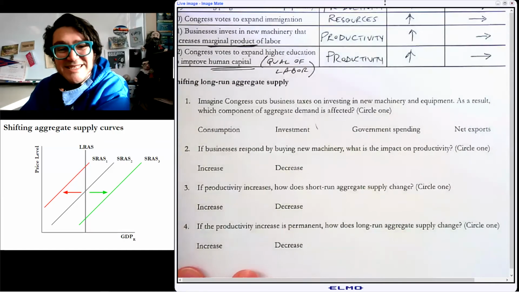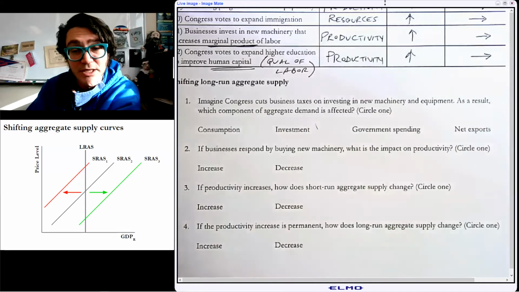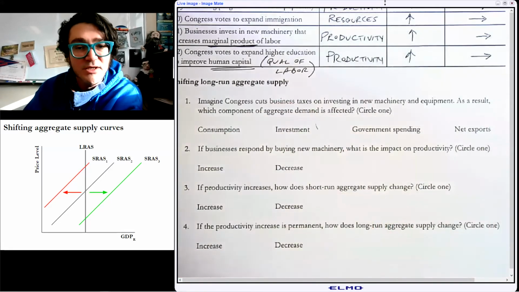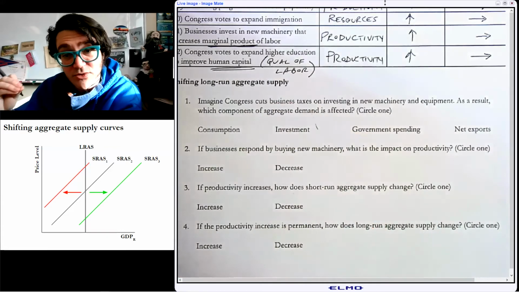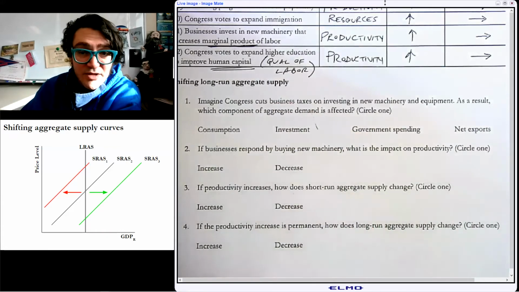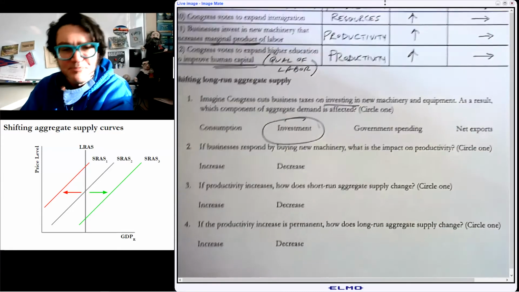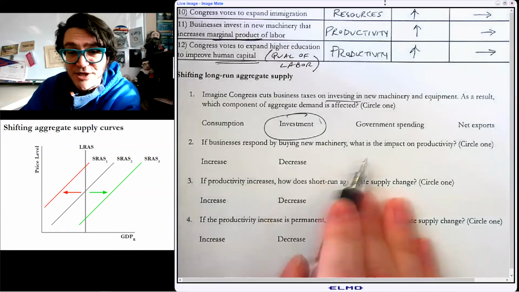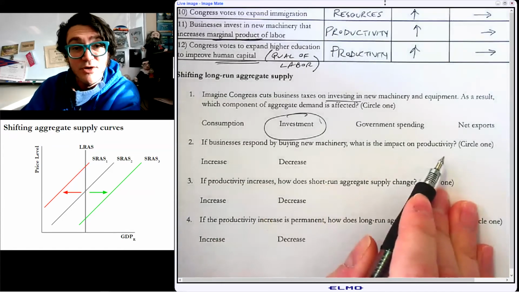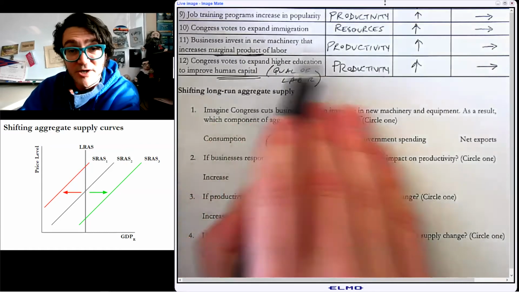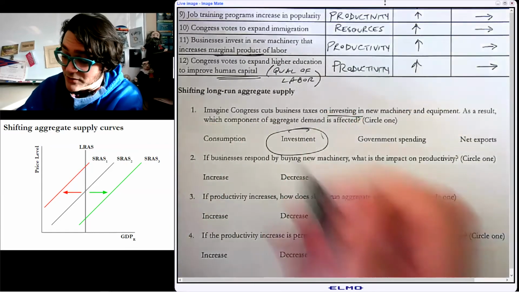Imagine Congress cuts business taxes on investing in new machinery and equipment. But we actually just talked about that right here. As a result, what component is affected? In fact, I think I just told you. So thinking about it, C, I, G, X, M: well, if it's new machinery and investing, it's investment spending. Now, if they respond by buying new machinery, what's the impact on productivity? Well, we actually got that answer right here. They invest in machinery that increases the marginal product of labor, so productivity is going to increase.